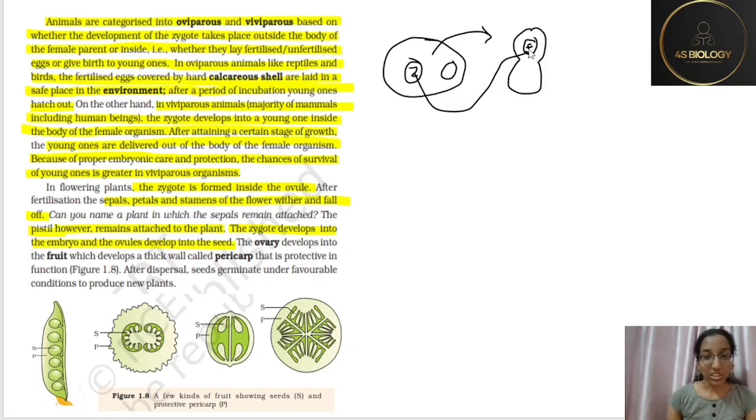So this is the structure. Here, this is the seed, and this is the pericarp, that is, the ovary. Seed, pericarp, seed. So this is the post fertilization event.